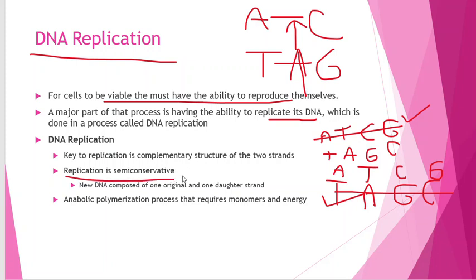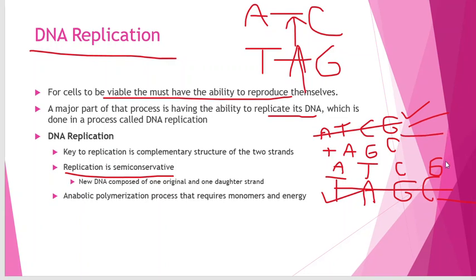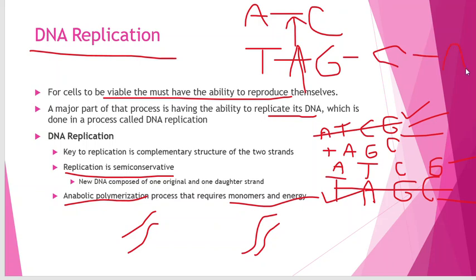Semi-conservative, what does that mean? It means this is an original strand, this is an original strand, this is a copy, and this is a copy. So when you split your DNA like that, you get 1 original, 1 copy in one cell, 1 original, and 1 copy in the other cell. Anabolic polymerization process requires monomers and energy. The monomers they're talking about are the nucleotides, adenine, thymine, cytosine, and guanine, A, T, C, and G. The polymerization is the process of hooking these guys together. That's what polymerization is.